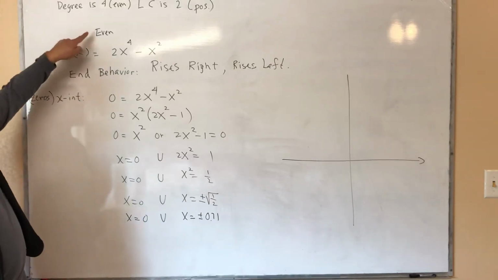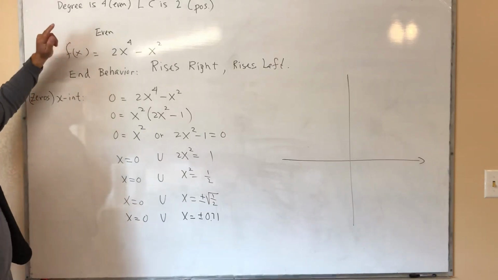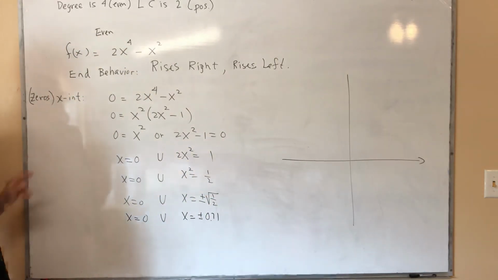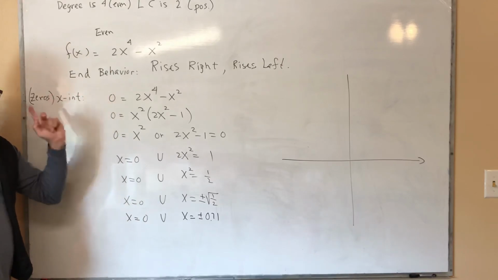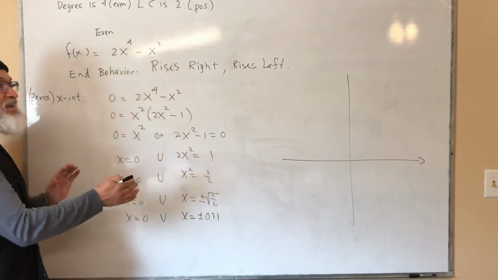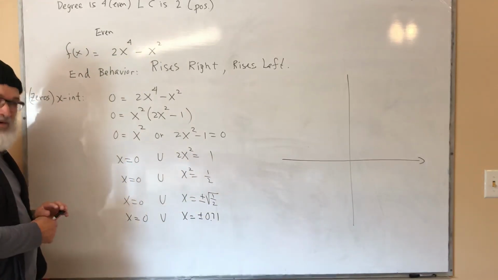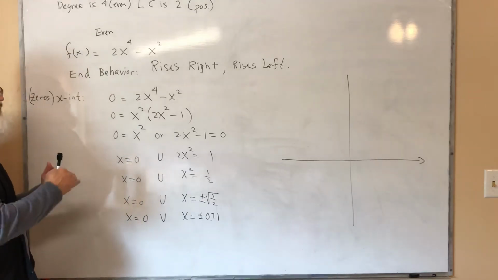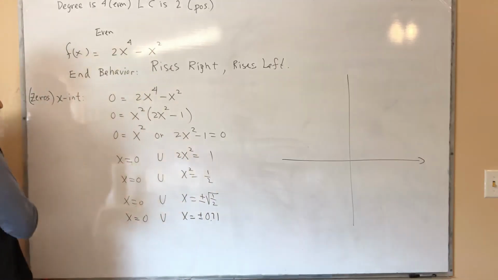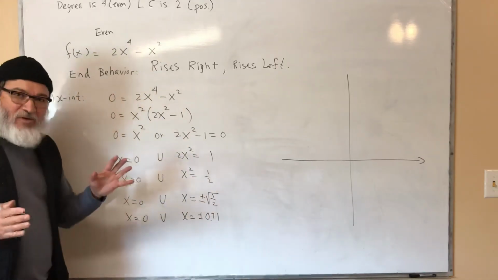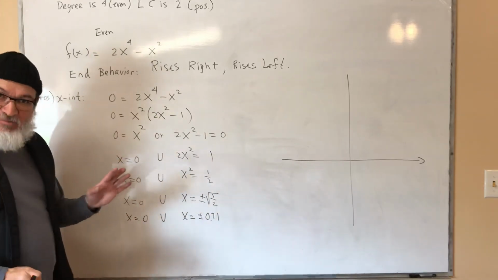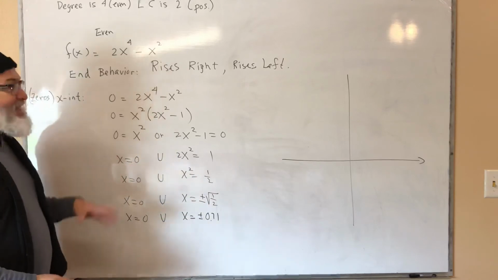We know its end behavior. Yes, we do. It rises right. It rises left. We know it's even, which means to the right of the y-axis is going to repeat itself. The graph to the right is going to be the same as the graph to the left from the y-axis. I don't know if I'm saying it right, okay? It repeats itself across the y-axis. That's what it means to be even.